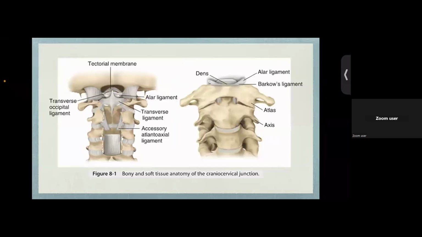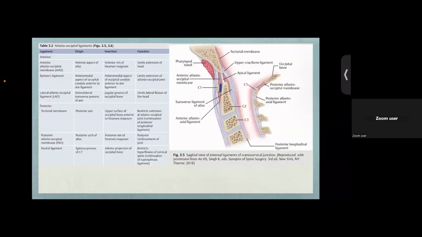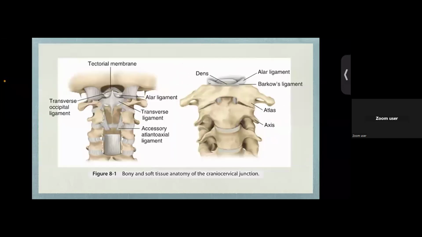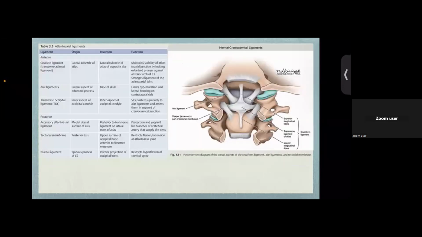The ligament you see on this side limits the extension of the atlanto-occipital joint. Right. Now you have the atlantoaxial ligaments, the cruciate and the alar ligaments. The cruciate ligament maintains stability of the atlantoaxial junction by locking the odontoid process against the anterior arch of C1, and it's the strongest ligament of the atlantoaxial joint. The alar ligaments limit hyperrotation and lateral bending on the contralateral side.